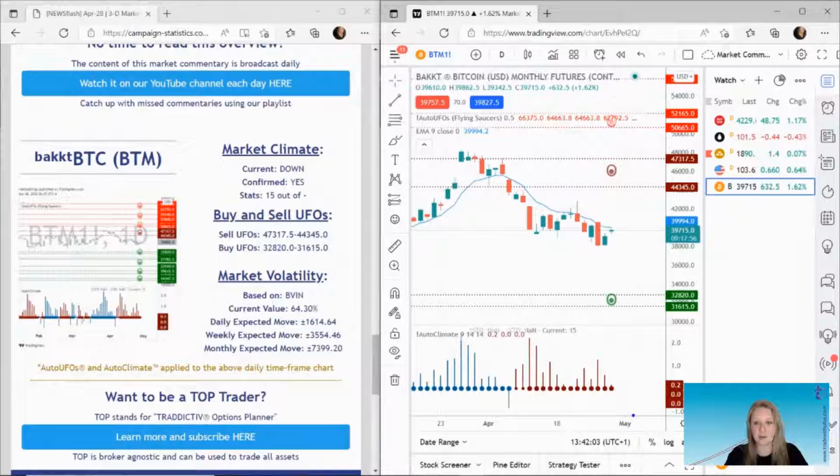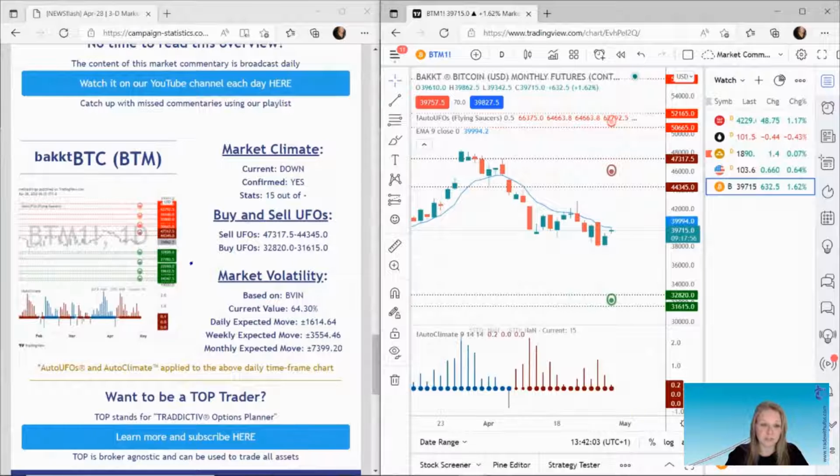Okay, bakkt Bitcoin, thick red dot, probability down. We have sellers up here between 47,317.5 to 43,345. We have buyers down here at 32,820 to 31,615. We're in between both of them, unlikely that we'll hit either stacks of buyers or sellers today. So the probability to the downside is coming from the climate here.